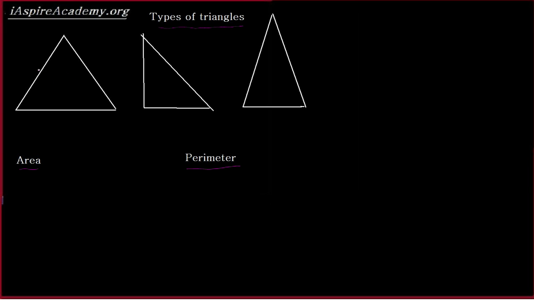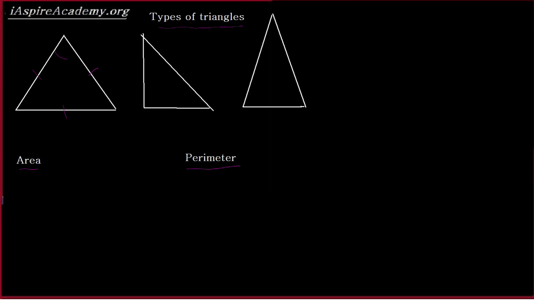As you see here, we have three triangles, and each of them has a different shape. We'll talk about the different types or characteristics of those triangles. The first one is a triangle where all three sides are the same. This is called an equilateral triangle, and the property of an equilateral triangle is that all three sides are the same.